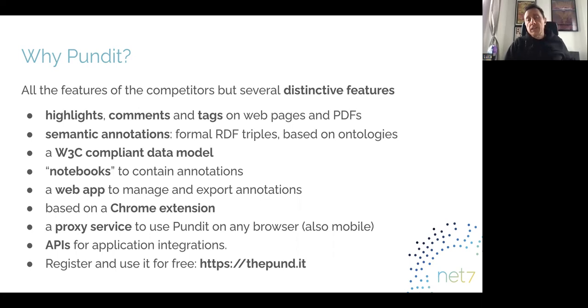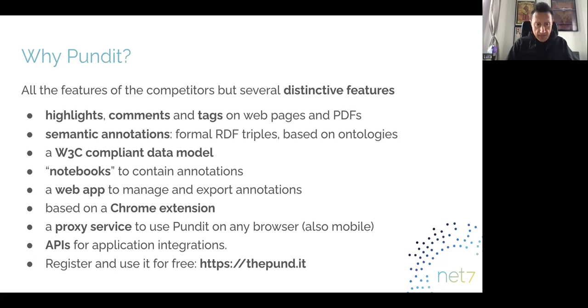Its data model is compliant with the W3C web annotation specification. Annotations are collected in notebooks, and we're developing a feature that allows notebooks to be shared amongst users. It can be used with a Chrome extension, but actually, through a proxy app, we can use Pundit everywhere with any modern browser, even on mobile.